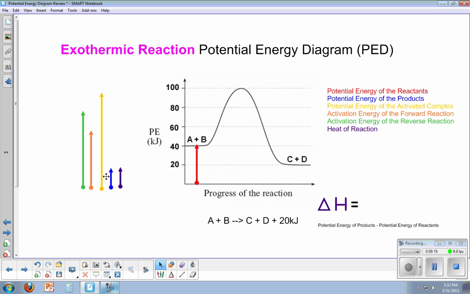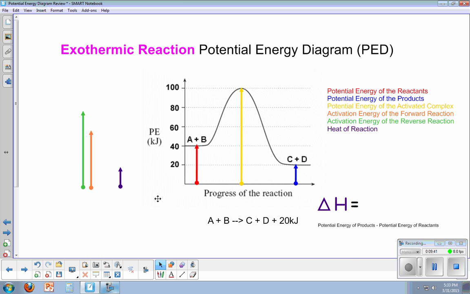My products end with 20 kilojoules. I'm going to show that with blue, and it goes from 0 to 20. So again, potential energy is starting from the very bottom. Potential energy of my activated complex would be 100 kilojoules, which is represented by the yellow arrow here. So all the potential energies are represented, and they're all touching that bottom axis.